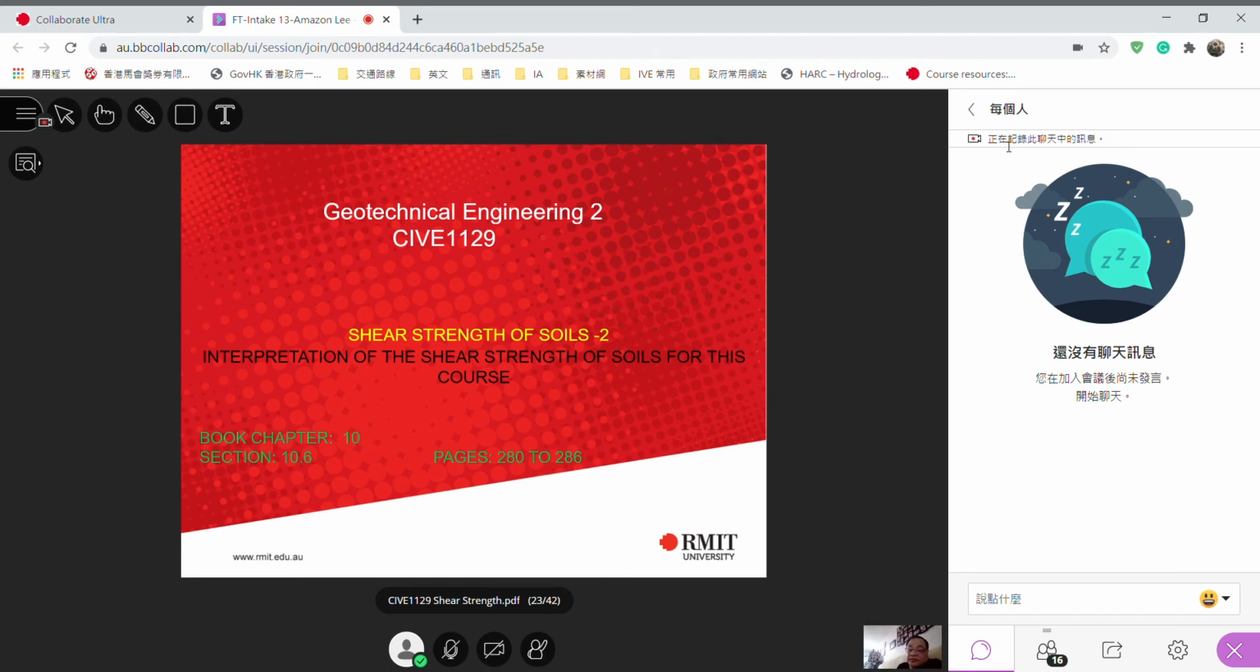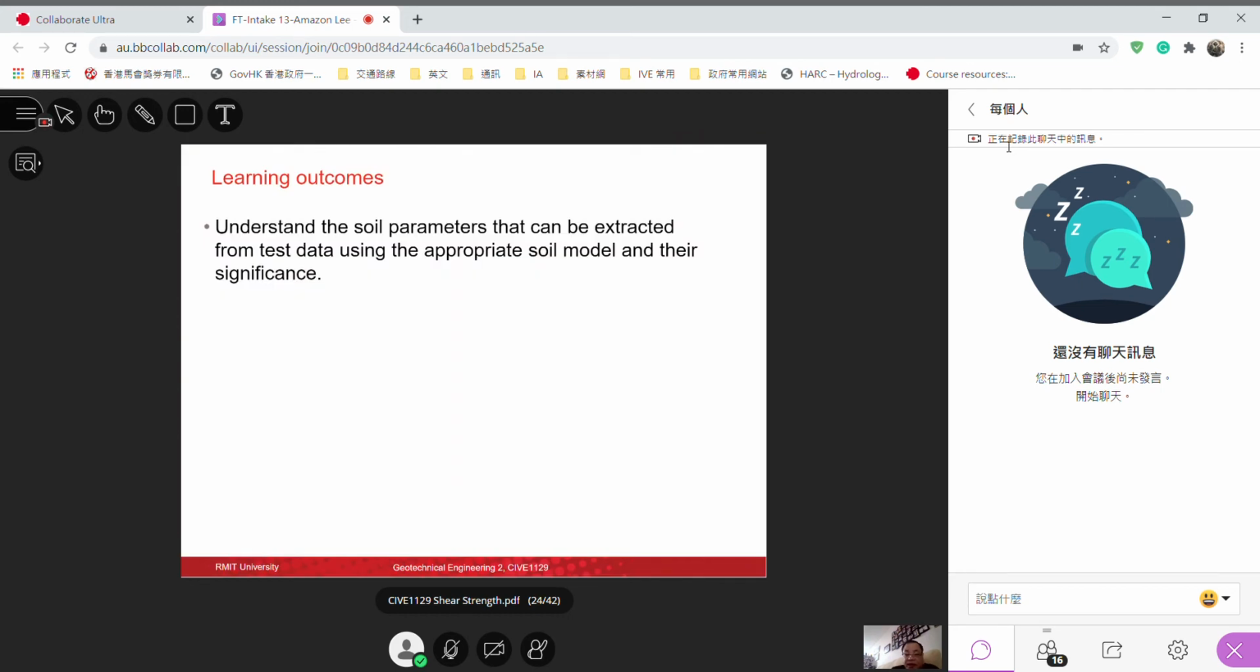Okay, let's continue to discuss the shear strength of the soil. The interpolated shear strength of the soil for this. I think this is just an example, for understanding the soil parameters you can extract from test data. For completion of the Mohr-Coulomb failure criteria, the soil parameters are the cohesion intercept and the internal angle of friction.